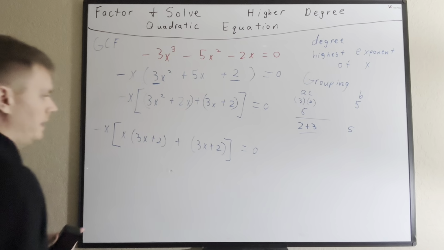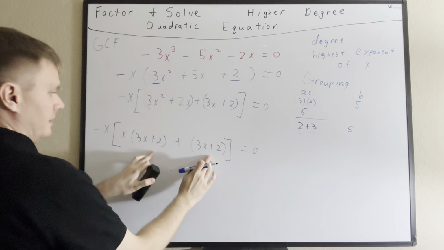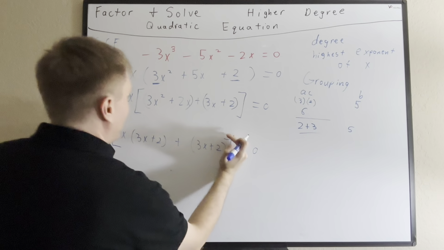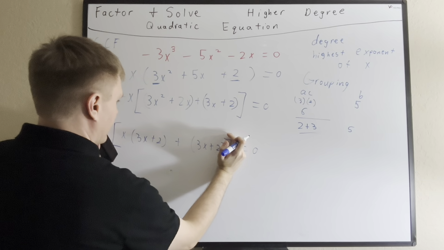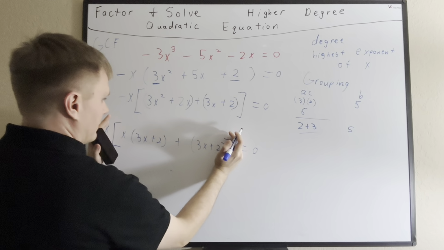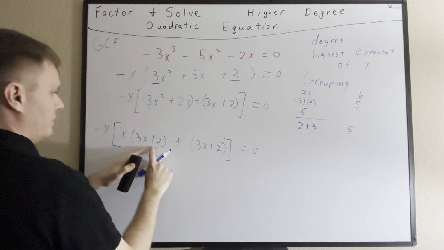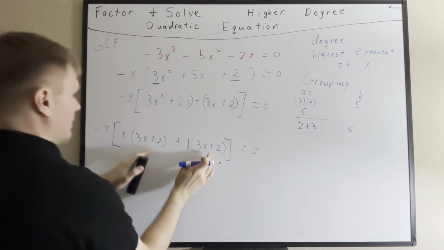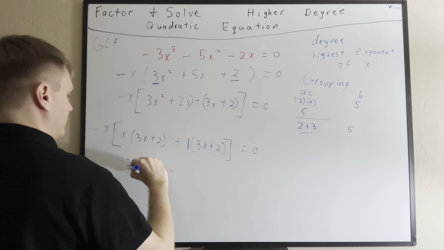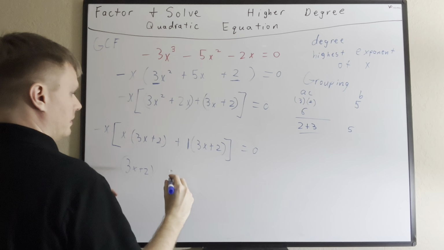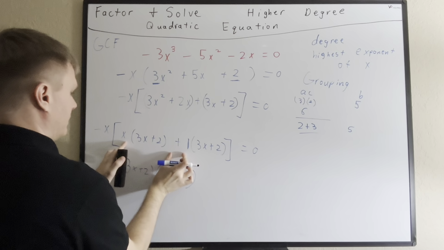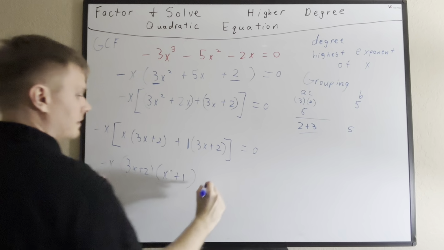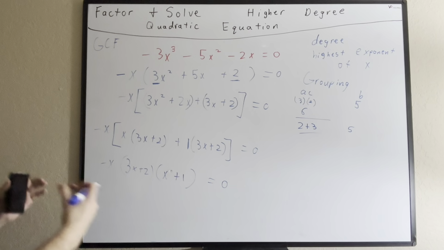All right. Now, here's the part where we take out the common factor of this bracket. This whole thing has a greatest common factor, right? The 3x plus 2. And there's an understood 1 right there. So we GCF out the 3x plus 2. And we're left with another factor, x plus 1. And there's the negative x. And we factored it all out.